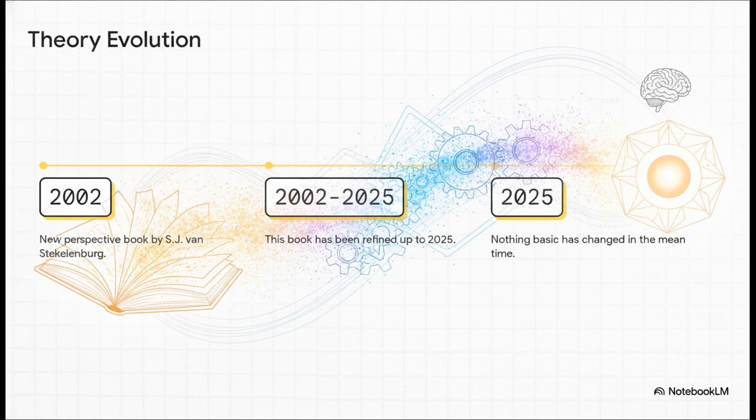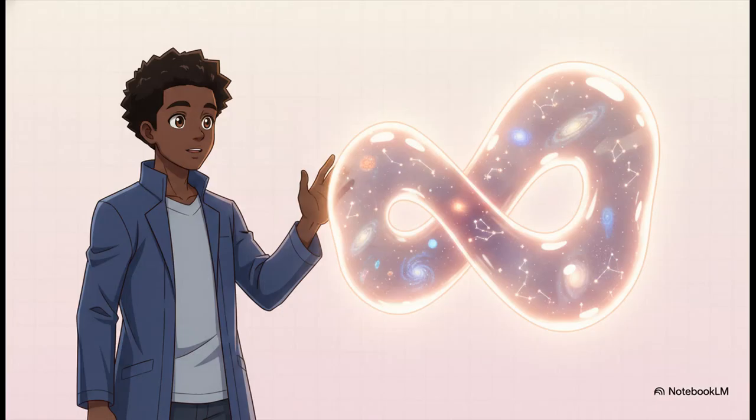Back in 2002, this alternative perspective was introduced in a book by S.J. van Stekelenburg. And as we trace this timeline from 2002 onwards, right up to 2025, we see the theory being continuously refined. Yet remarkably, nothing basic has changed in the meantime. The core argument has stood entirely firm over all these decades. The foundational premise of Stekelenburg's work is honestly staggering. The idea is that reality is exactly this, one three-dimensional elastic object.